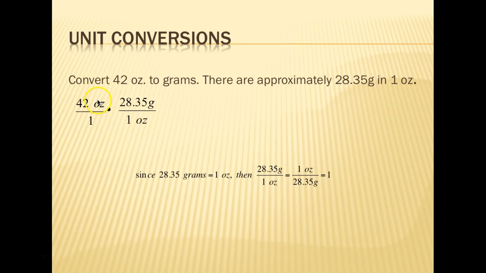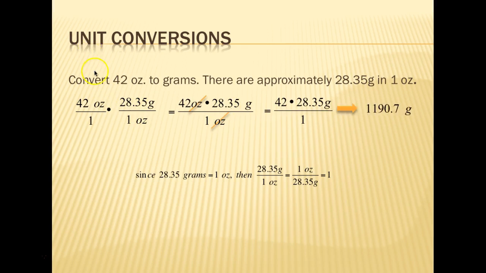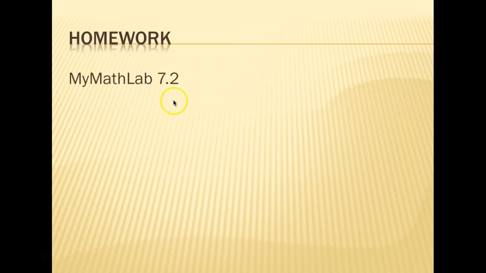Because I'm getting rid of ounces and converting to grams, I need to have ounces in the opposite positions. And then ounces divided by ounces cancel out. I'm just left with 42 times 28.35 grams. Do the multiplication. So 42 ounces is equal to 1,190.7 grams.